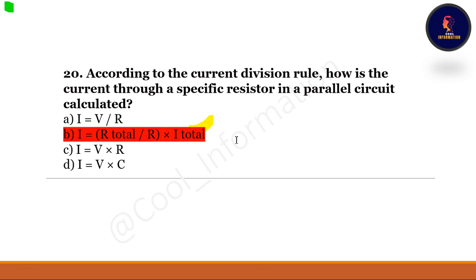So the correct option is I is equal to R total by R into I total.